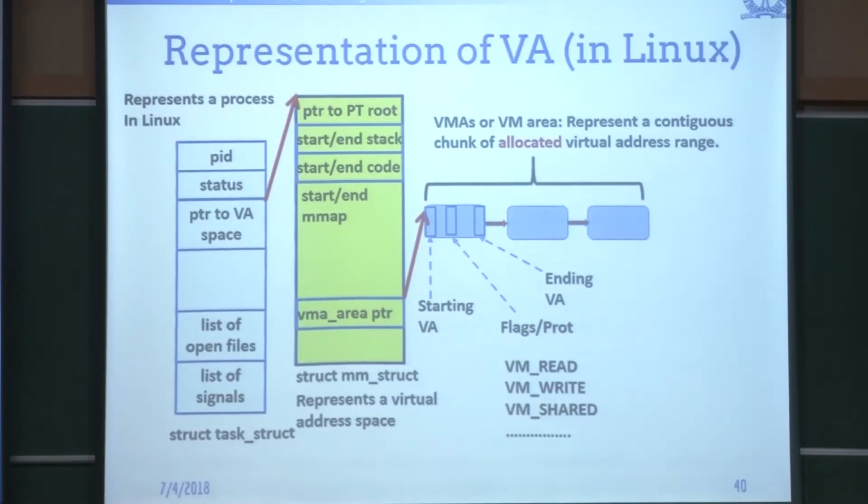These are called VM areas. This is how Linux keeps it. And there is a list of those because you have this virtual address space, which is pretty big, but parts of it are allocated, and each contiguous part that is allocated has a representation through VM areas.